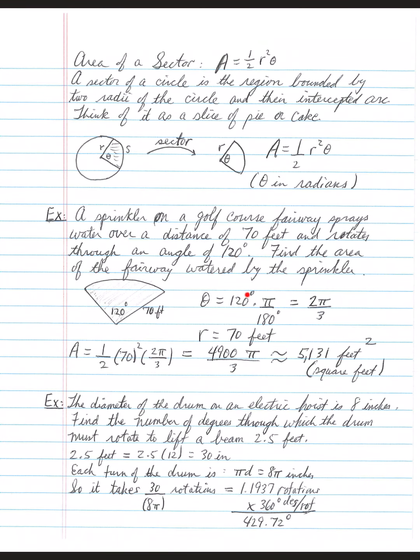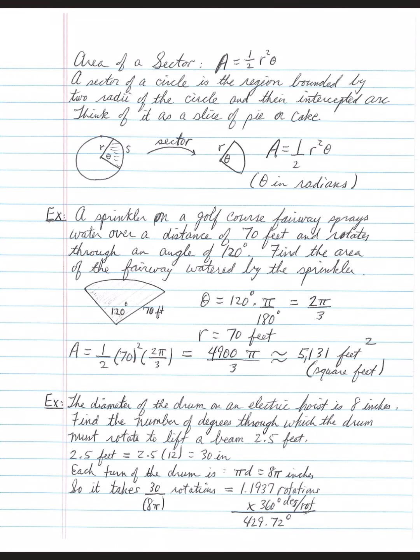Well, that's degrees, so immediately convert that to radians. 120 over 180 reduces to 2/3 pi. The radius was given, 70 feet. So the area that is watered is 1/2 times the radius squared times the angle in radians. 70 squared, that's 4,900. These twos cancel, so 4,900 pi divided by 3. If you put this in your calculator, that's approximately 5,131 square feet of fairway that gets watered by this particular sprinkler.